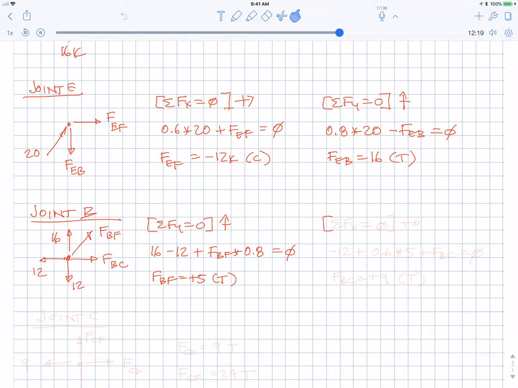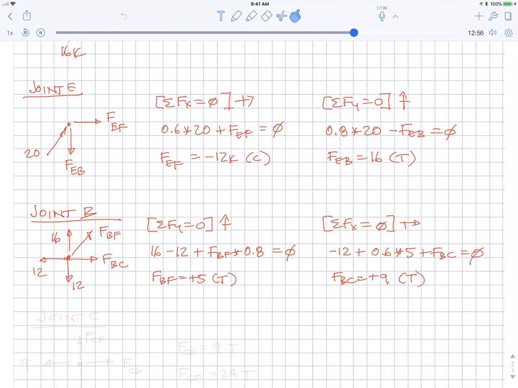We'll take sum Fx equals 0 to the right as positive. We have the 12 going to the left, and we have FBF. We need the x component of that, which is 0.6 times FBF, which we just solved, is 5, plus FBC equals 0. I'll solve for FBC and come back. I get that FBC is plus 9, which again is tension.